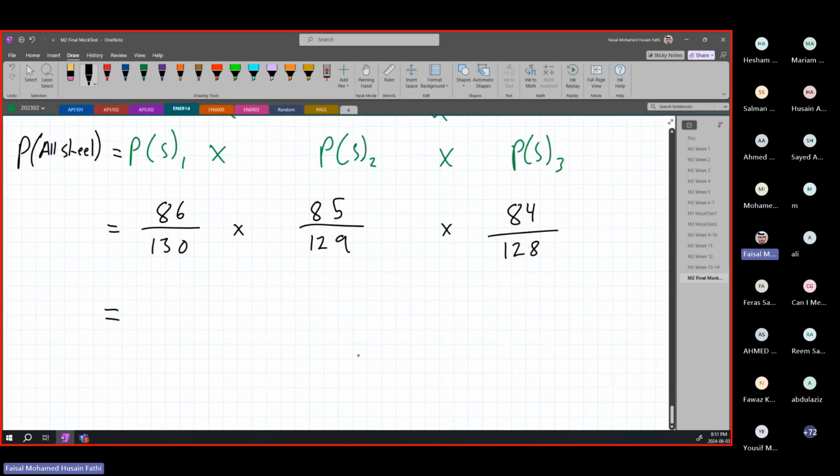And this is going to be equal to a number which doesn't really matter. The idea is what matters. So 84 divided by 130 times 129 times 128. You will get 119 over 416 or 0.286. All right. Or you can also say this is a 28.6% chance. This is your probability.